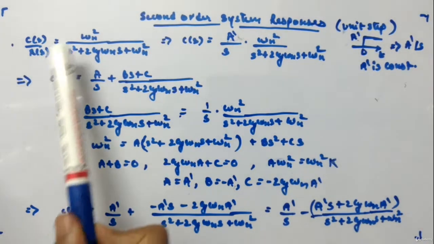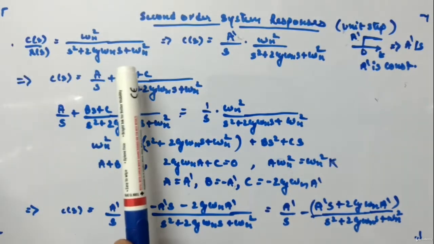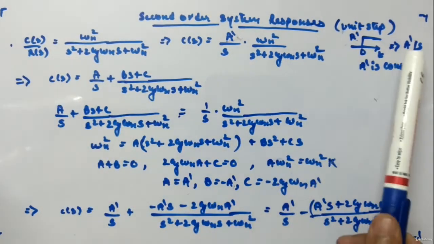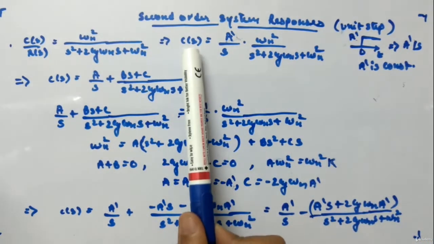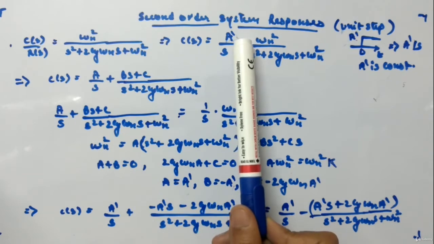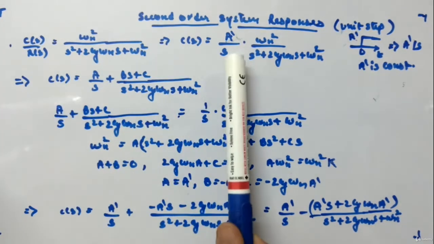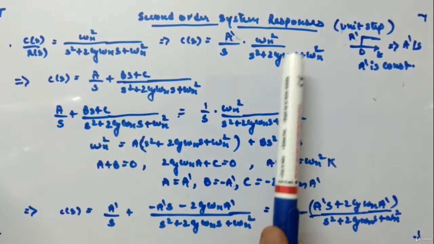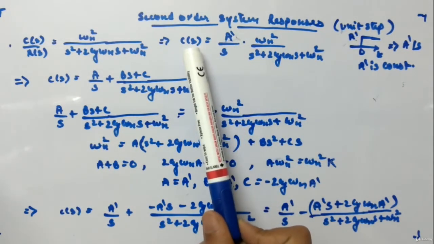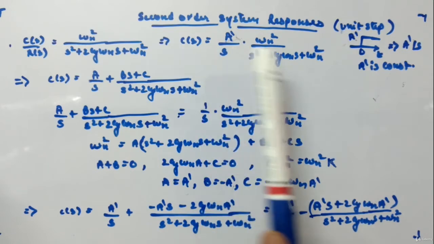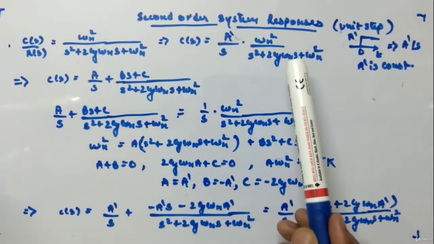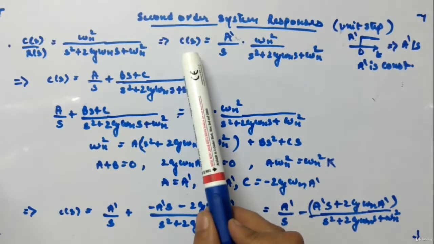Now we know that our second order system looks like this. In this, R(s) will be A dash divided by s, so we'll be calculating C(s), which is nothing but R(s) into this whole term. Okay, so the objective is to find c(t), the time domain equivalent of C(s). This is the Laplace domain, but we have to calculate in the time domain.